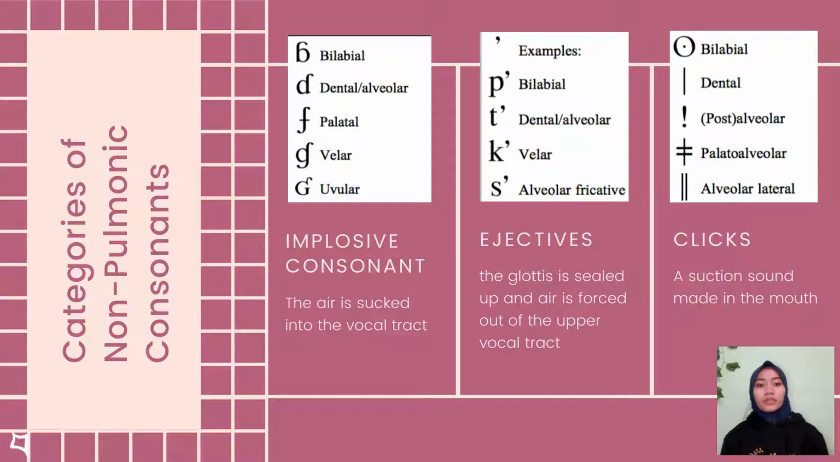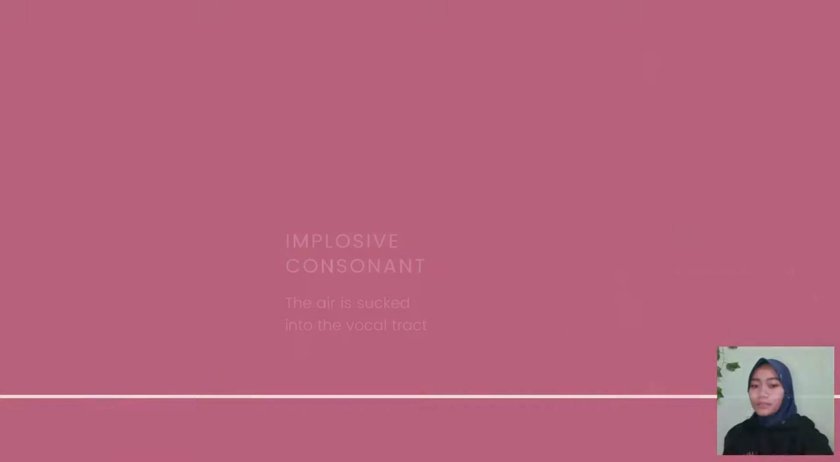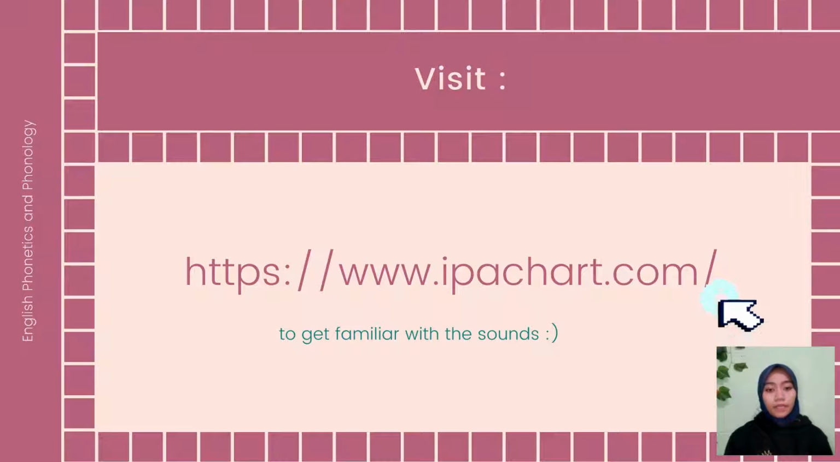The last group of the non-pulmonic consonant are clicks. You make a dental click sound when you make a disapproving sound. In America, it will be, and it is also used in some languages like Zulu and Khoisan languages. And that is how linguists represent all of the consonants. Let's move on to the next slide.